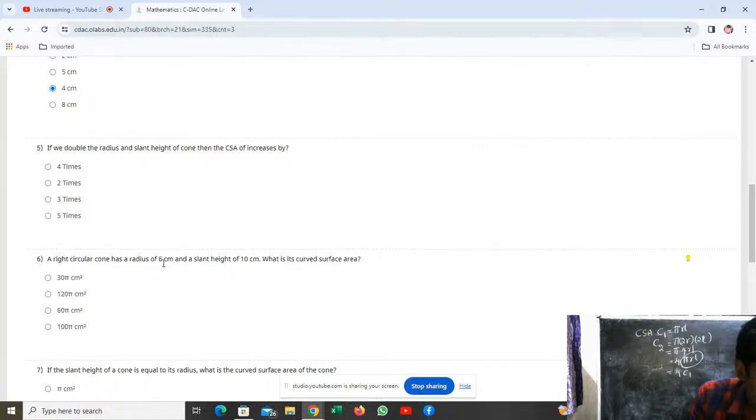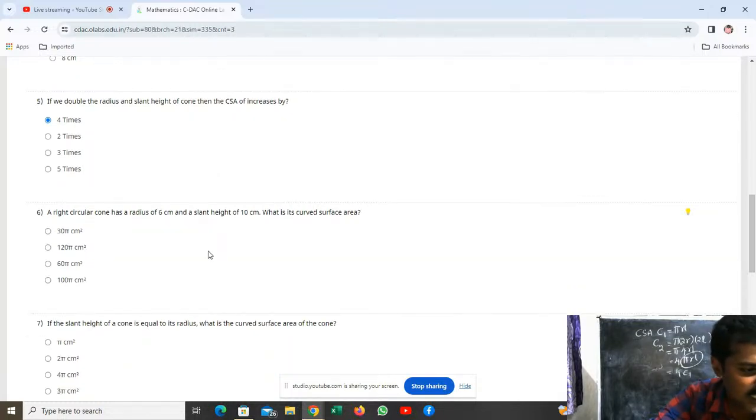So if you double the radius and double the slant height, then the CSA will increase by 4 times. The meaning of this is, if the radius is 2 centimeters and the slant height is 7 centimeters, your answer is 44. If the radius is 4 centimeters and the slant height is 14 centimeters, your answer will be 4 times, 4 into 44. You get 4 times that total area. That is the meaning of this.